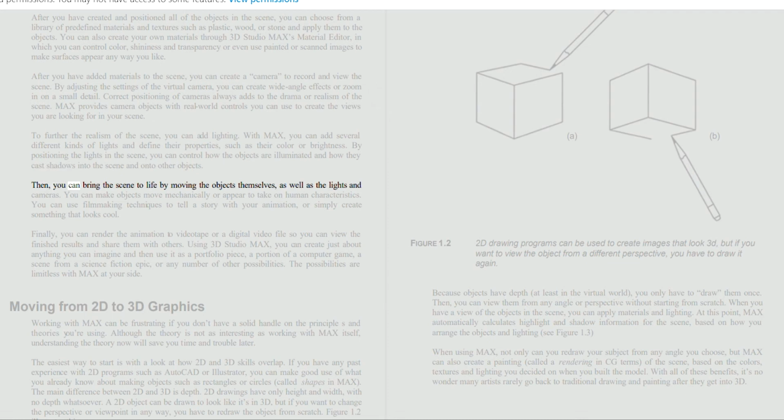Then, you can bring the scene to life by moving the objects themselves, as well as the lights and cameras. You can make objects move mechanically or appear to take on human characteristics. You can use filmmaking techniques to tell a story with your animation, or simply create something that looks cool. Finally, you can render the animation to videotape or a digital video file so you can view the finished results and share them with others.